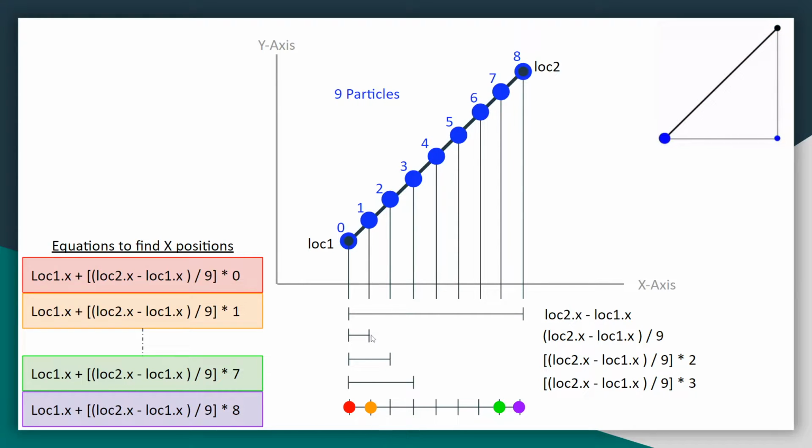And then we can go ahead and take this distance and use it to find the X position of any of the particles we want to spawn. So for example, this particle at index 0 is going to be this red dot here. All we have to do is take location 1's X position, add the distance between any two particles we computed, and multiply it by the index of the particle, which starts at index 0, and then ends at index n minus 1, where n is the total number of particles that we're going to be spawning.